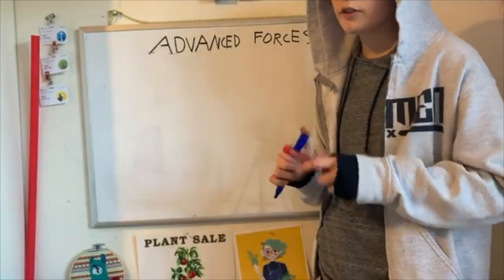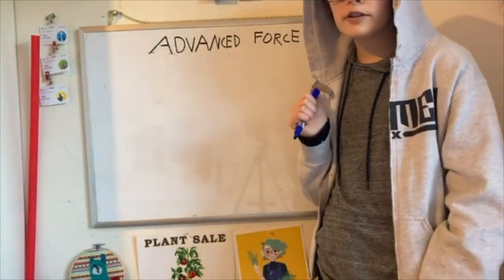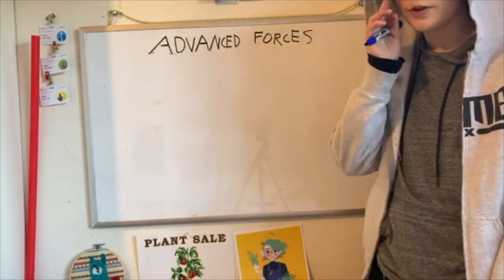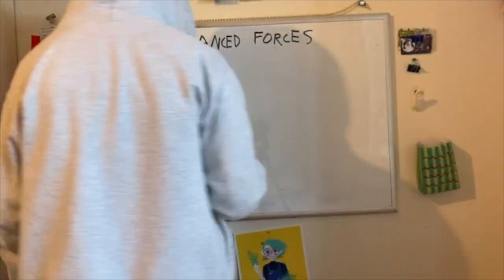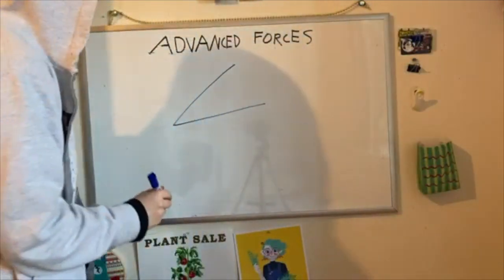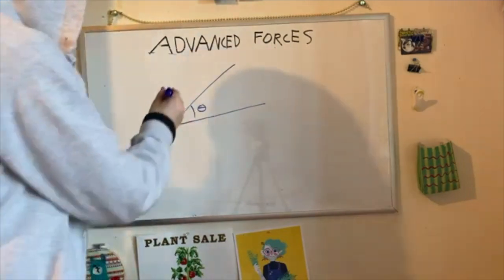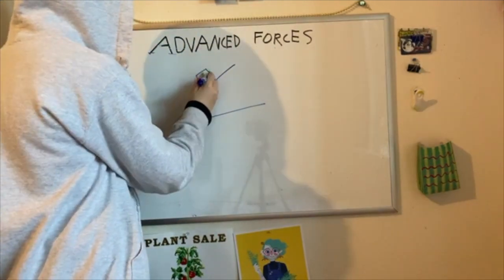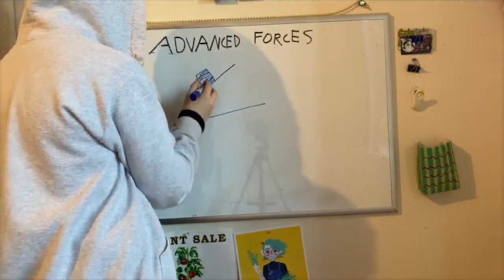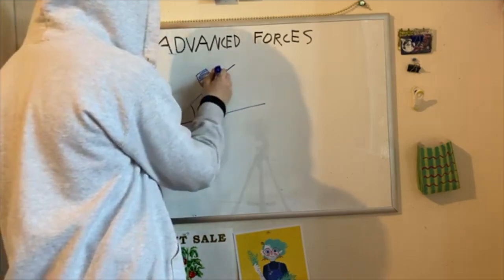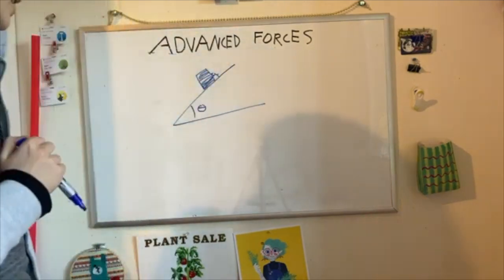Now we're going to address the last part of the advanced forces unit, and also the hardest, which is ramps. This is a crude drawing of a ramp. It is at an angle of theta degrees in respect to horizontal, and there's a box on this ramp. This box is being pushed down a ramp by this tiny dude, and it is accelerating down this ramp.